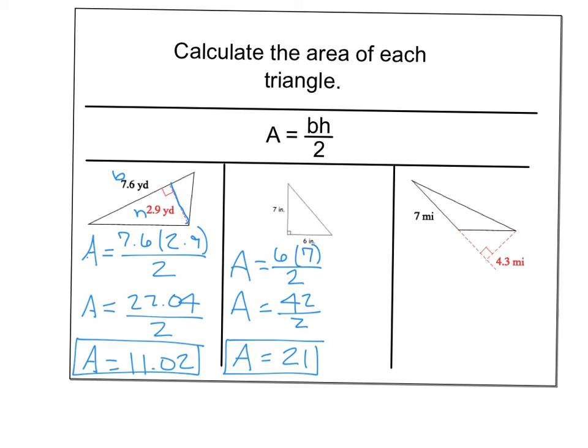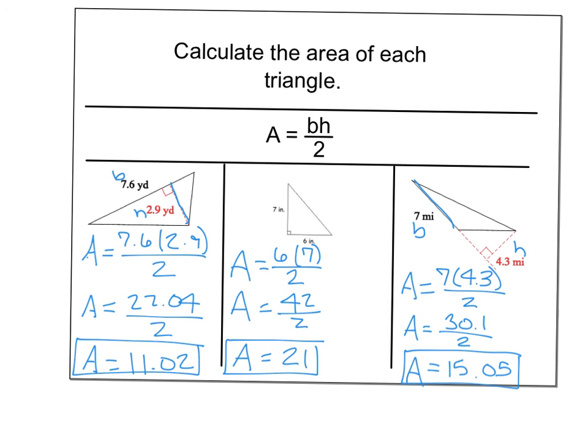And lastly, we have our height on the outside. So that 4.3 is our height. This 7 right here is our base. So I have area equals 7 times 4.3 divided by 2. So I'm going to multiply that 7 times 4.3 first. And that'll give me 30.1. And then I'm going to go ahead and divide that by 2. So I'm going to end up with 15.05.